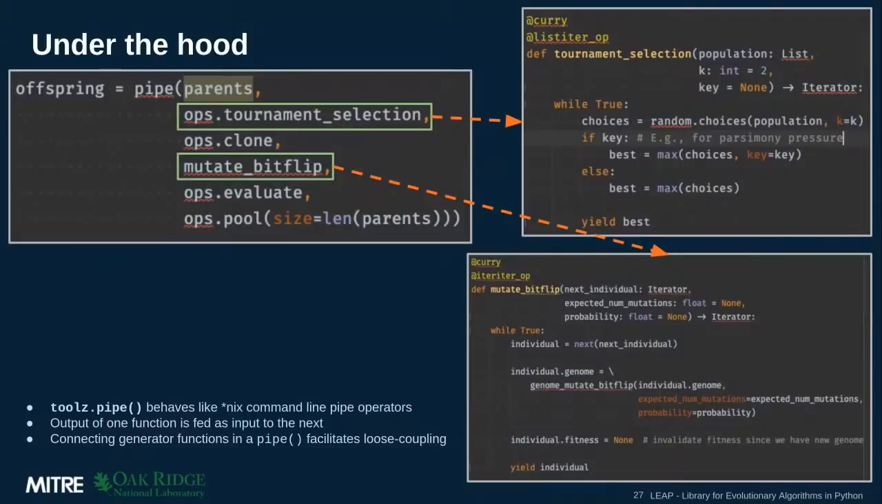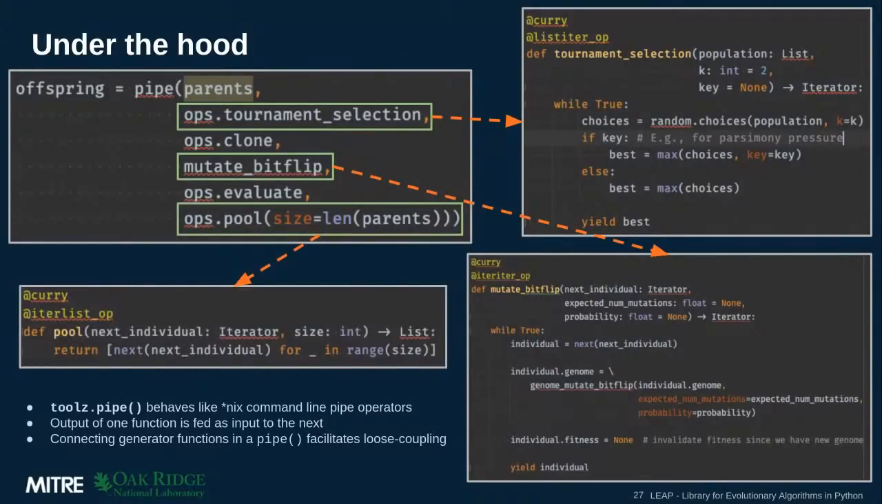So you take bit flip. It doesn't take a population. By contrast, it takes an iterator to an individual that's returned from the preceding operator, in this case, the clone operator. And all it does is zap that individual with some probability and yield that to the next operator down the line. And again, that while true yield loop is an indicator that this is yet another Python generator.